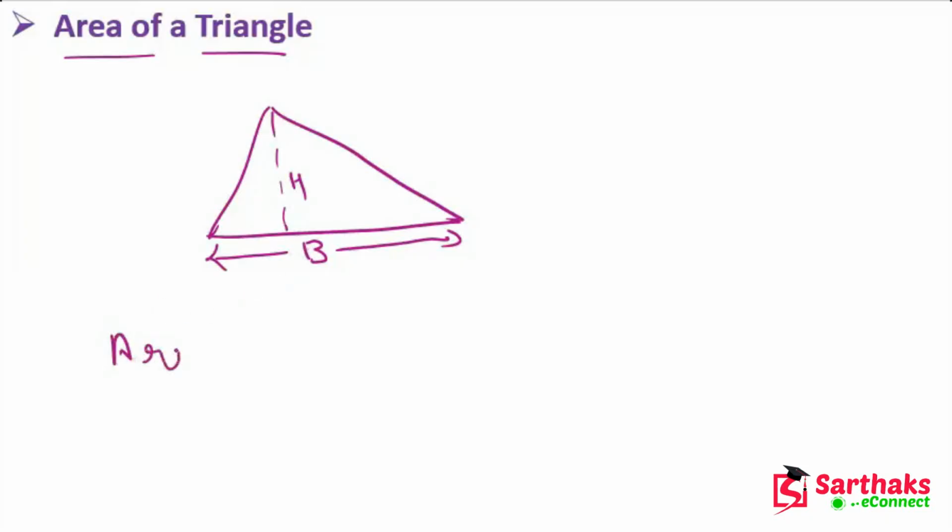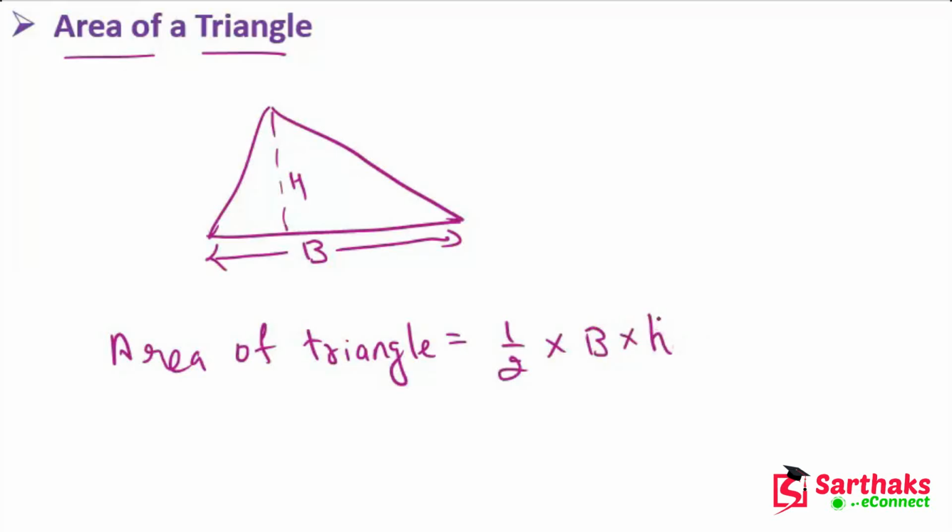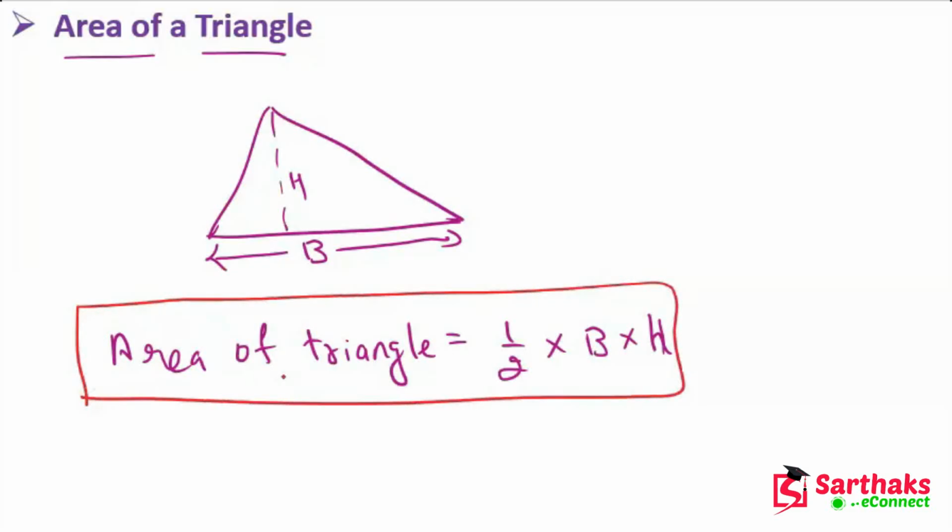So what is the area of the triangle? The area of a triangle is equal to half into base into height. So this is the area of the triangle. My dear friends, I hope you understand these things.